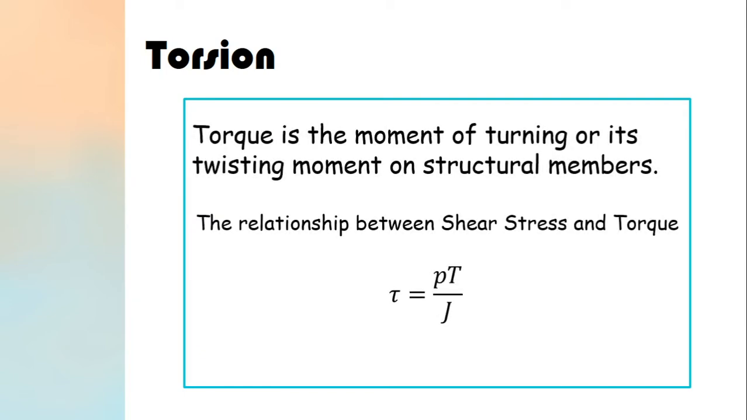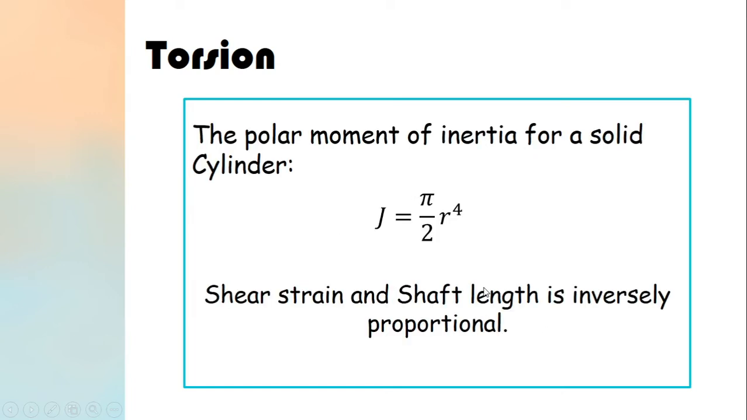What is torque? Torque is a moment of turning or a twisting moment on structural members. In this formula, we can see the relationship between shear stress and torque. We also have another formula, the polar moment of inertia for a solid cylinder, where the amount of shear strain is determined by the angle of twist, the element of the shaft, and the distance along the radius of the shaft. The longer the shaft, the lower the shear strain, and therefore we can say that shear strain and shaft length are inversely proportional.